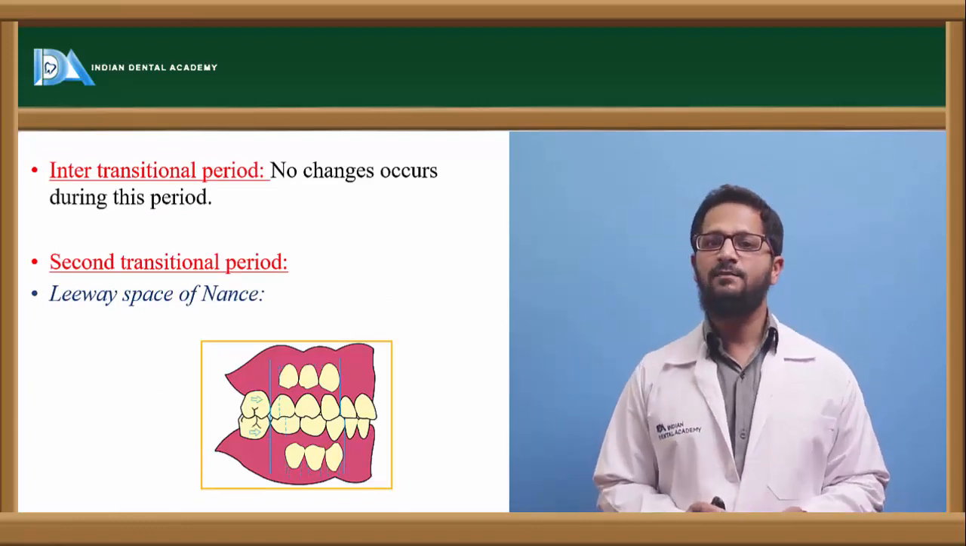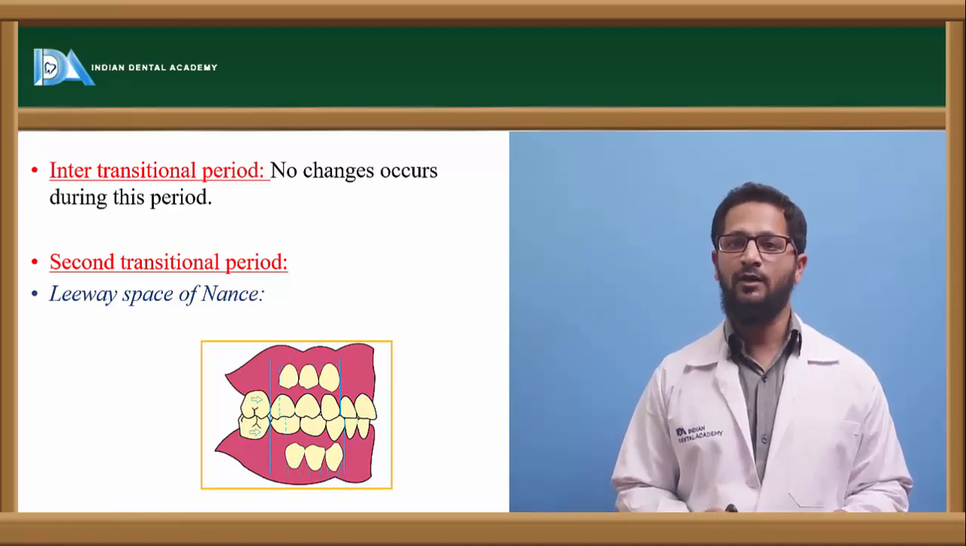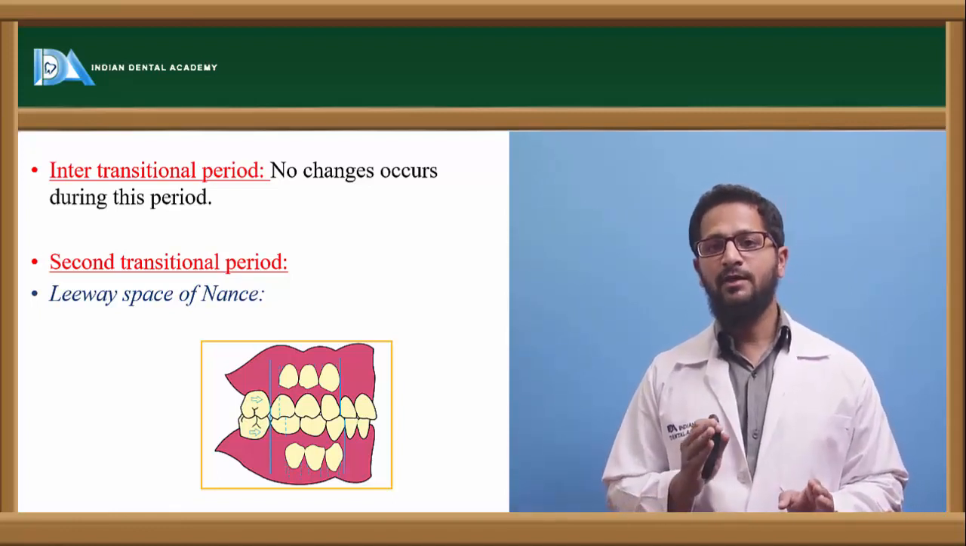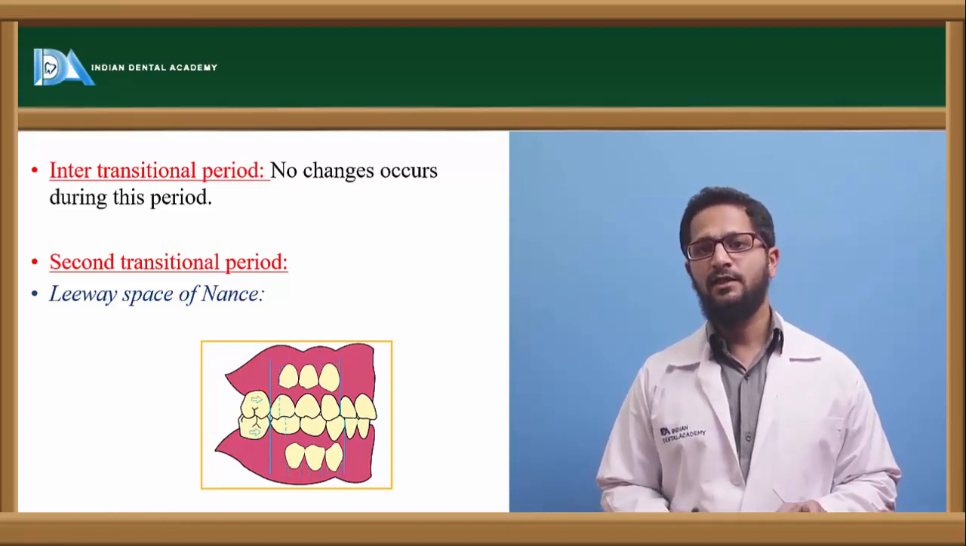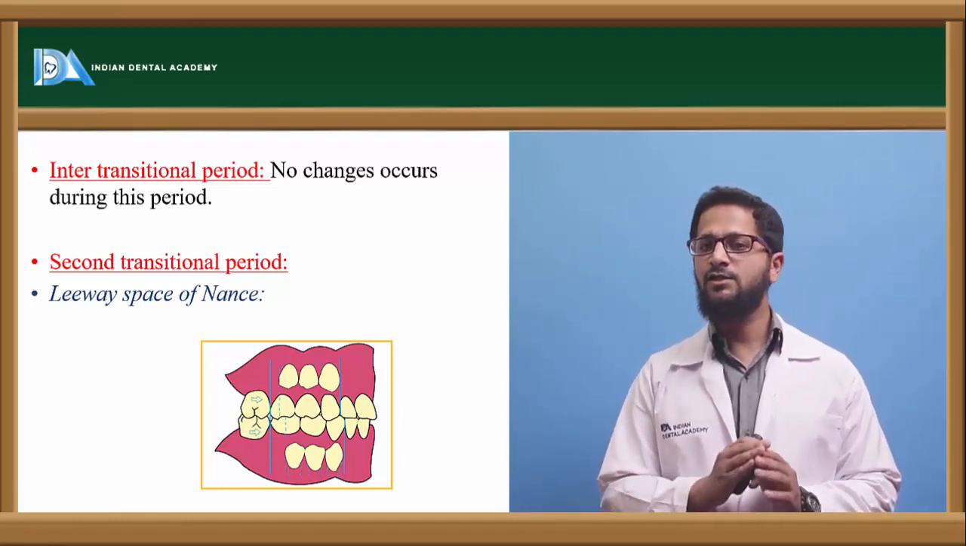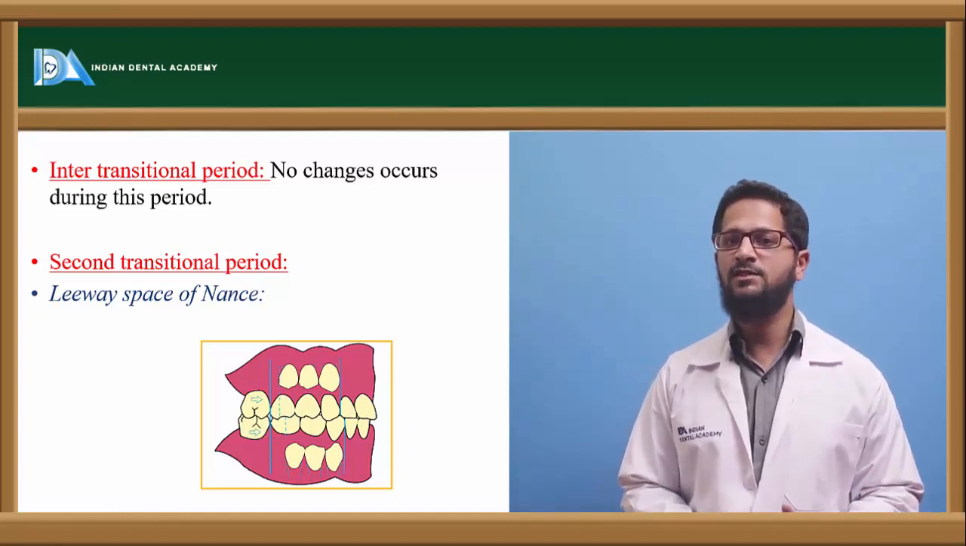The third is intertransitional period. In this intertransitional period, there are sets of deciduous teeth and permanent teeth present in the oral cavity. That means between permanent incisors and permanent molars, deciduous canines and deciduous molars are present. This stage is characterized by no changes occurring. It is stable. This stage is actually a stable stage.